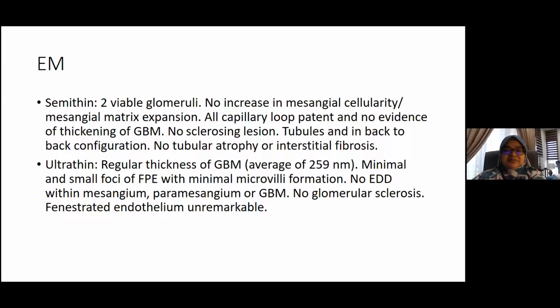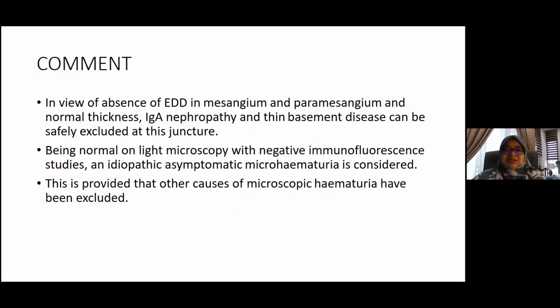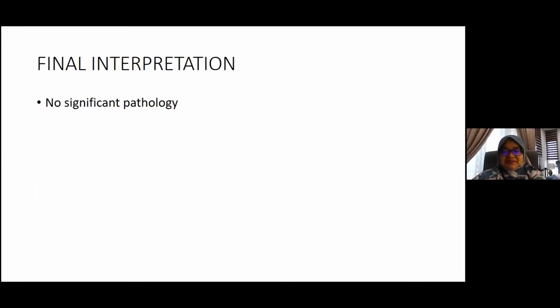Okay, so this is pretty unremarkable in light microscopy, negative for IF, no significant abnormalities that we can see in EM. So why does she have the microscopic hematuria? Well, if we have excluded all of the causes, then an idiopathic asymptomatic microhematuria is considered. Okay, basically we don't know why. But there's no significant pathology that we can see.